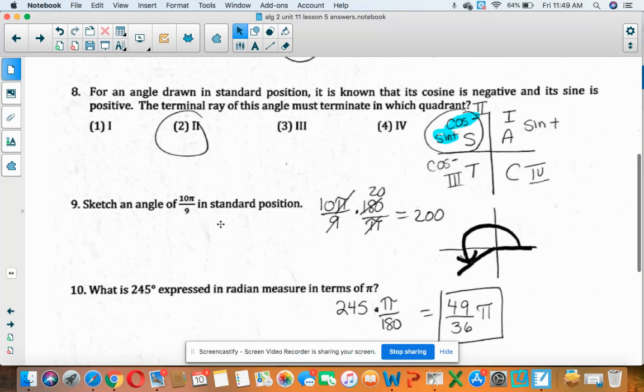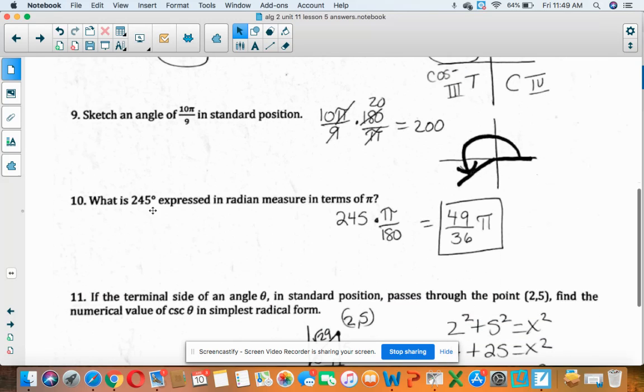I want to just sketch an angle of 10 pi over 9 in standard position. I'm going to change that to degrees. So 10 pi over 9, I multiply by 180 over pi to change that to degrees. The pi's cancel. 9 goes into 180 20 times, and 20 times 10 is 200. So 200 degrees would look just like this.